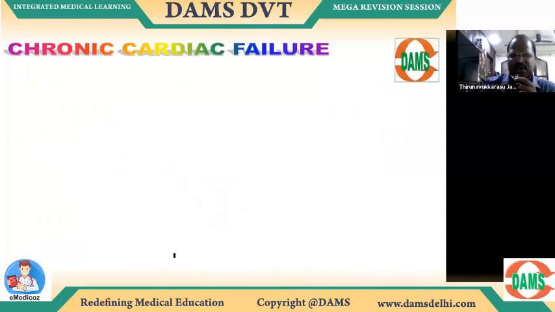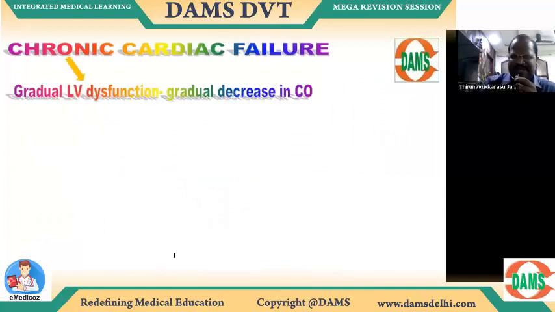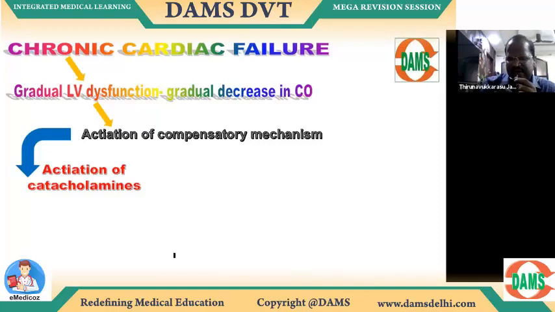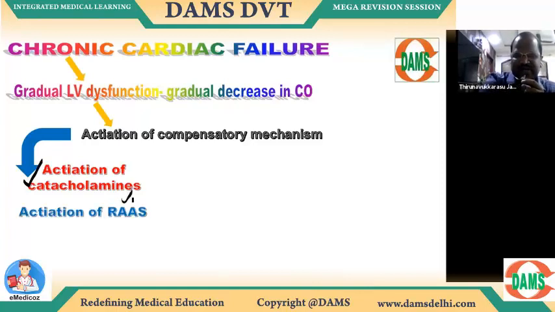Now, coming to chronic heart failure. Here the problem is gradual reduction of left ventricular function. So gradually there's a decrease in cardiac output. Because the process is very slow, the myocardium goes for some compensation. There are some compensatory changes taking place in chronic heart failure. What are the compensations? One is activation of catecholamines. This is a very important compensation. Another very important compensation taking place in chronic heart failure is activation of the renin angiotensin aldosterone system. It is called the RAS pathway.